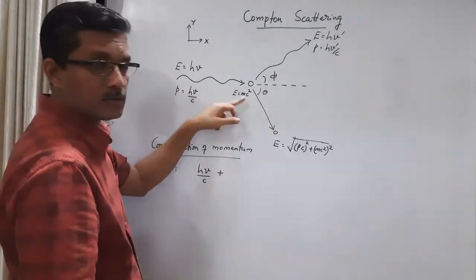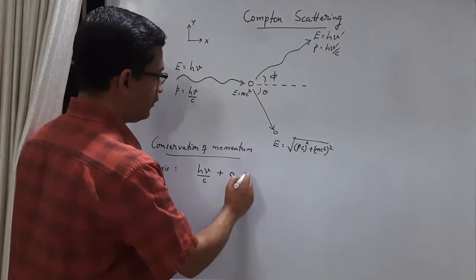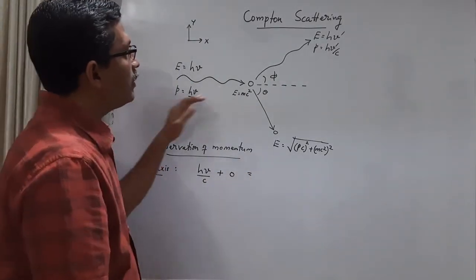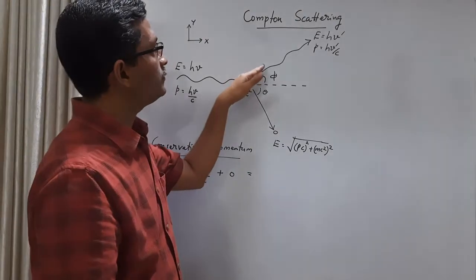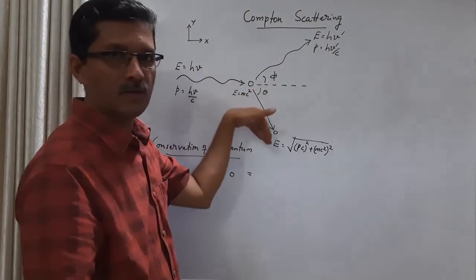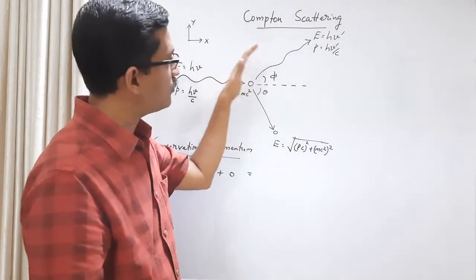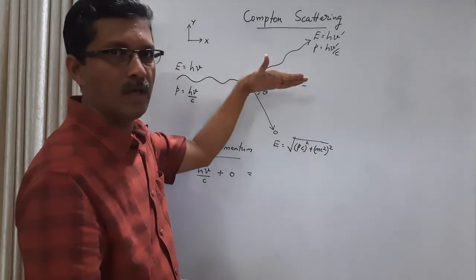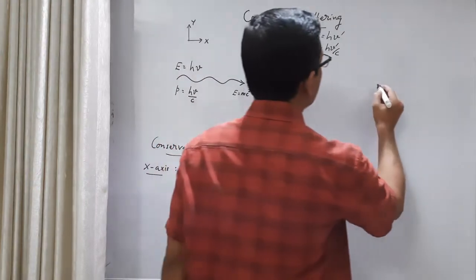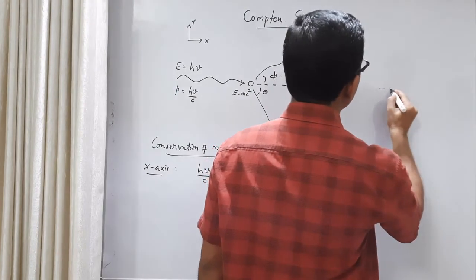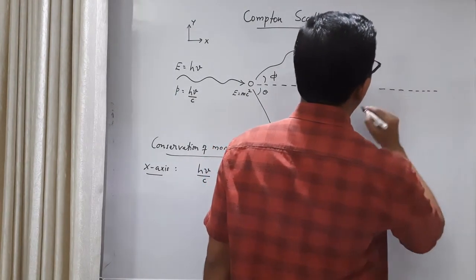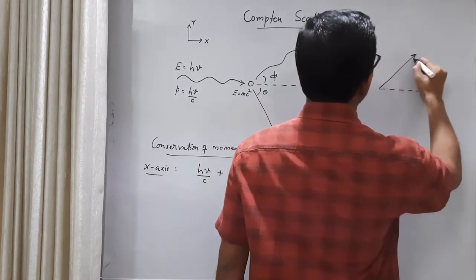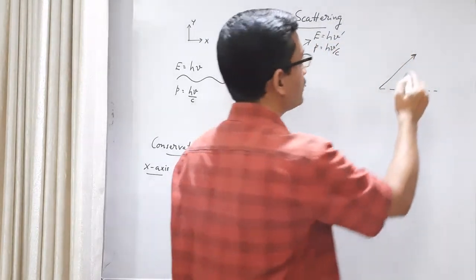Electron is at rest, so there is no momentum. Now, after collision, the photon is scattered in this direction, electron is scattered in this direction, both have momentum. So, we have to take the component along the x direction. Let us resolve these momentum components. This is the incident direction. This is the direction in which the photon is scattered.